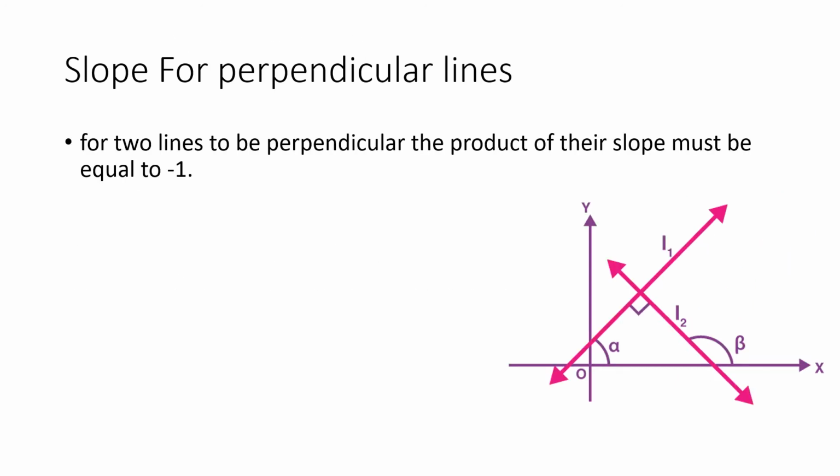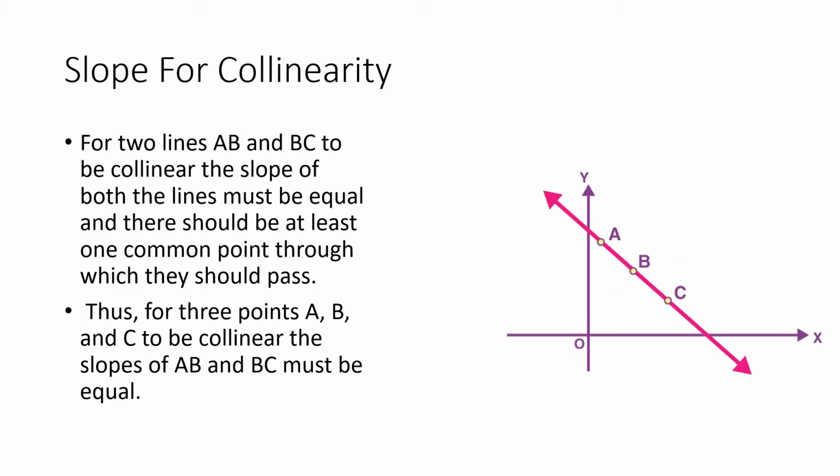In the case of two perpendicular lines, we can see that the product of their slopes is equal to minus 1. Here you are given two perpendicular lines. Here you could easily understand that the product of the slopes of these two lines would be equal to minus 1.